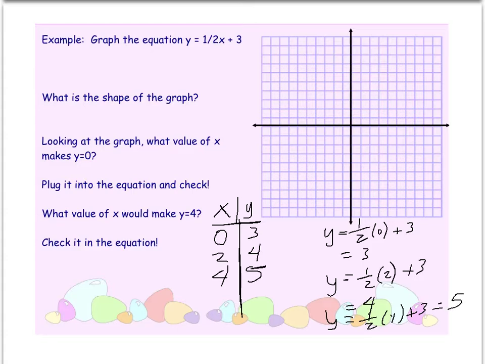Okay, so let's put these points on our graph. We have the point 0, 3, 2, 4, and 4, 5. And you can see this line going like this. So, what value of x makes y equal to 0? Well, that's this value here.